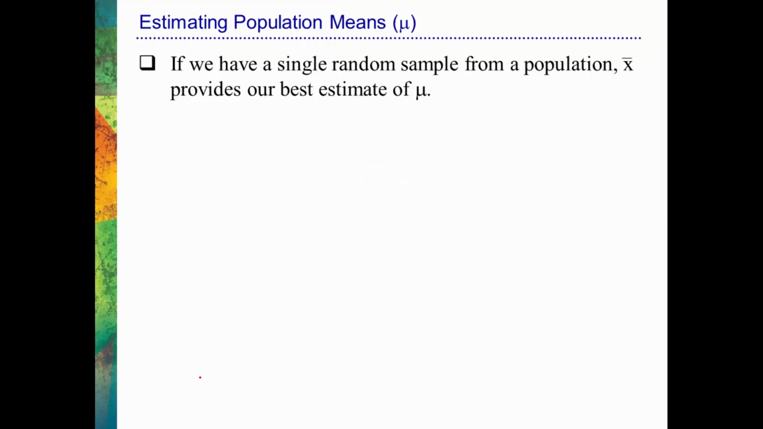So let's jump right in, start talking about estimating population means. If we had a single random sample from a population, so just one random sample, we can compute a mean for that sample. And that sample mean, x bar, if we had to pick one value, would provide our best estimate of the population mean. Because really, what other data do we have? So based on that sample data, if I computed a sample mean, that would probably be my one best guess for what the population mean is.